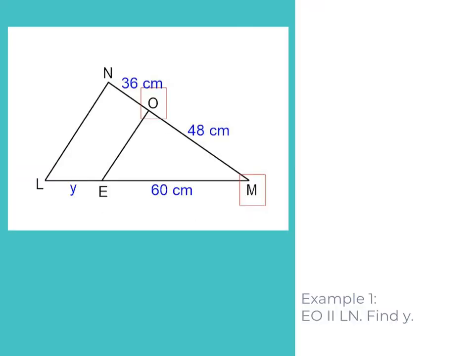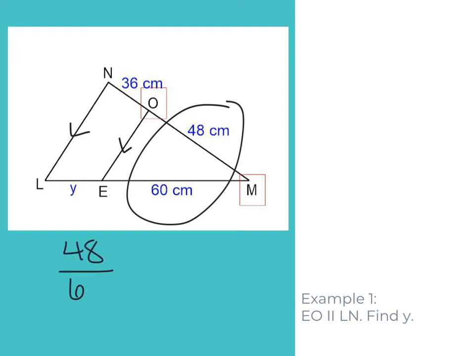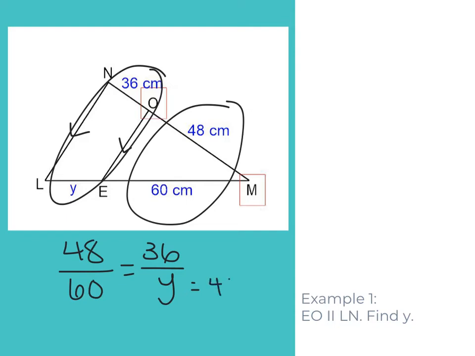All right, we're going to set up an example. So EO is parallel to LN. 48 is across from 60. Just like 36 is across from Y. To solve for Y, I just need to cross multiply and divide. So 36 times 60 is 2,160. Divide by 48, and you get Y equals exactly 45.